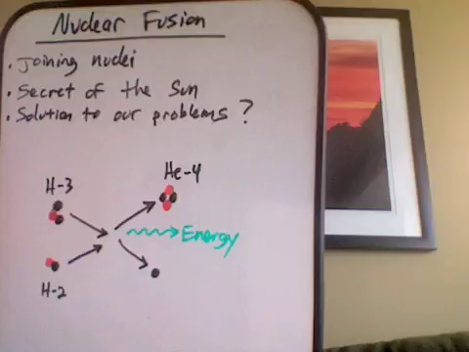And this is the sun's secret. This is how the sun shines. The sun makes energy and light and heat by fusing hydrogen into helium. And it could be a future solution to all of our energy problems. If we can master the process of nuclear fusion, it could be a great thing for our civilization. It doesn't produce much dangerous waste, and it produces a lot of energy.